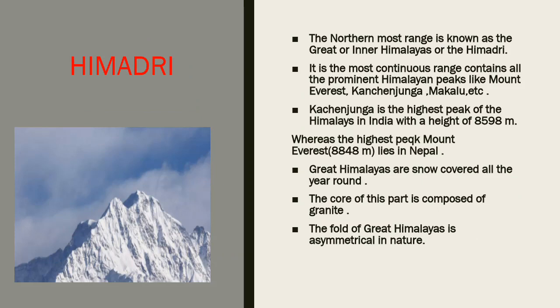Kanchenjunga is the highest peak of the Himalayas in India with a height of 8598 meter, whereas the highest peak, Mount Everest, is 8848 meter and lies in Nepal. The Great Himalayas are snow covered all the year round. The core of this part is composed of granite. The fold of the Great Himalayas is asymmetrical in nature.